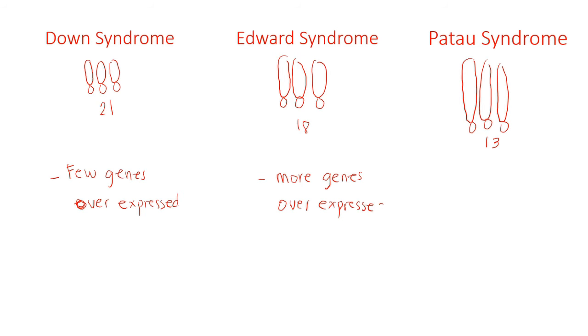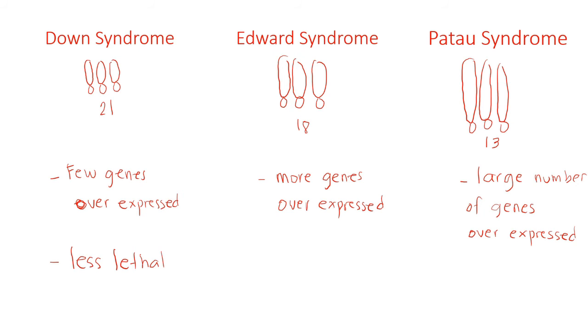And then in your Patau syndrome, there's a large number of genes overexpressed, because the size is now bigger compared to 18 and 21. Since there are few genes expressed here, it's likely to be less lethal, less dangerous. So that's why you have a bigger chance to survive if you have Down syndrome, right?